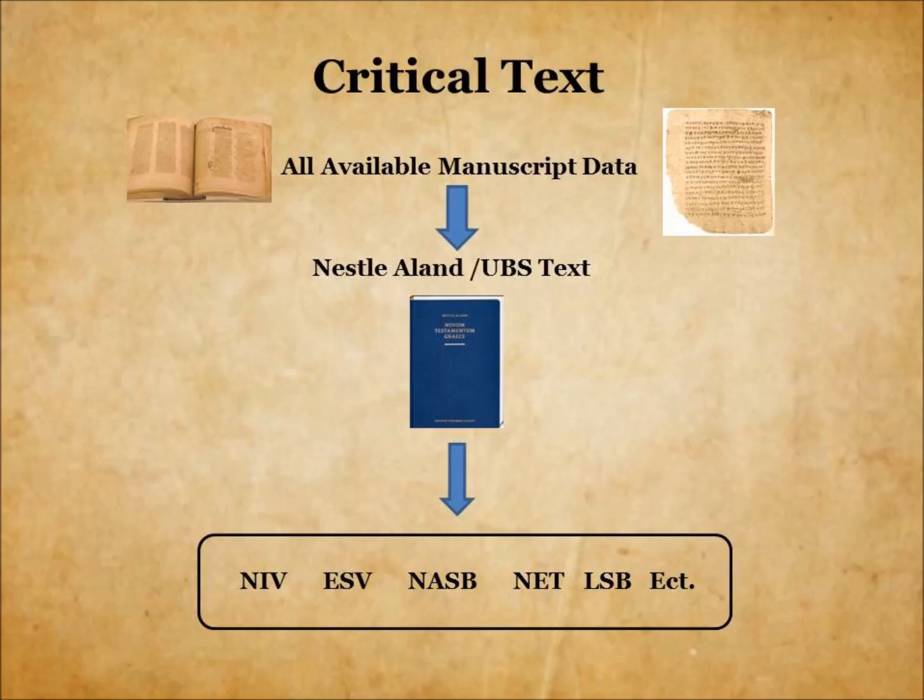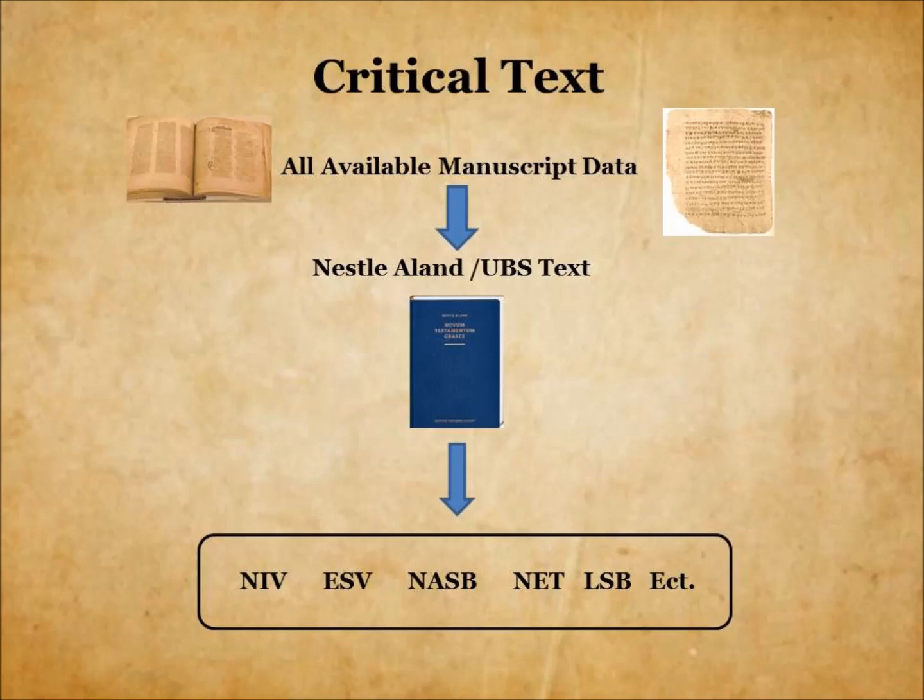And in the Nestle-Aland text, there are also alternate readings in the margins, which means in your Nestle-Aland text, any variant that is meaningful and viable will either appear in the text itself or in the margin, which means all the readings are there. And then all of your modern Bible translations, I shouldn't say all, because that's technically not true, but most of your modern Bible translations, NIV, ESV, NASB, NET, LSB, etc., are translated from the critical text.